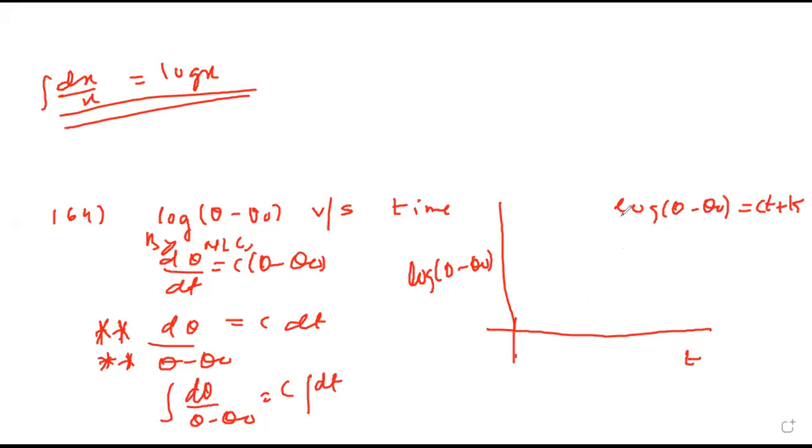Now this quantity you have to take along the y-axis and time along the x-axis. So what will be the nature of this? Will it be a straight line? y is mx plus c. Yes, y equal to mx plus c. So my graph will be a straight line. The option is given: it is a straight line.